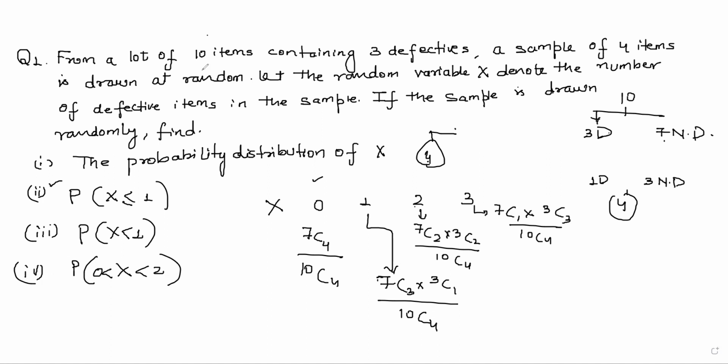If x is 0, then p of x is 1 by 6. If x is 1, p of 1 is 1 by 2. If x is 2, p of x is 3 by 10. If x is 3, p of x is 1 by 30. Very good. Next, the answer of the second one is 2 by 3. Very good.